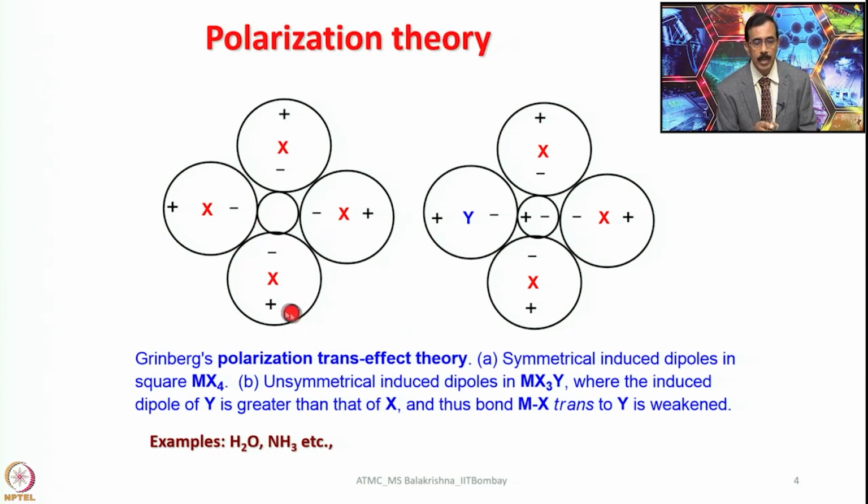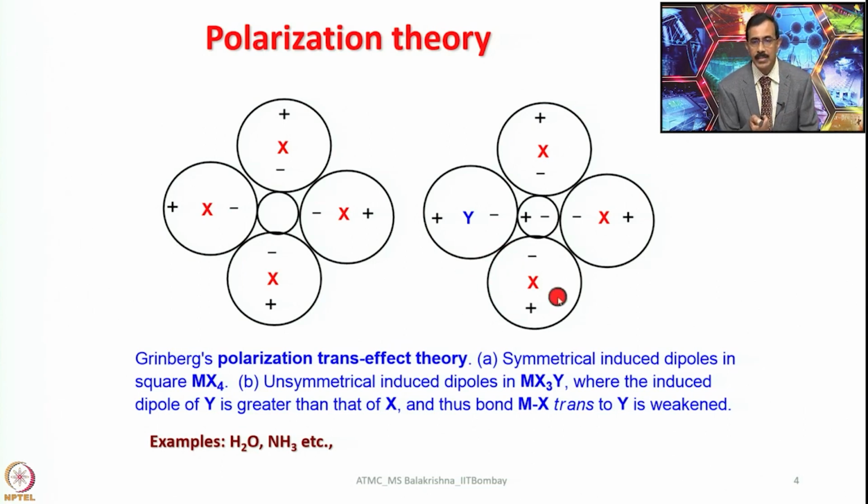According to that, if we consider 4 ligands which are symmetric, then the induced dipoles will be symmetric in all 4 directions. In that case, we do not have any preferred elimination of one of the ligands; any ligand can go during the substitution reaction. On the other hand, if you have unsymmetrical induced dipoles at the metal center, because of differences in the electronegativity of the ligands, then what we come across is an unsymmetrical induced dipole that results in weakening of one of the bonds.